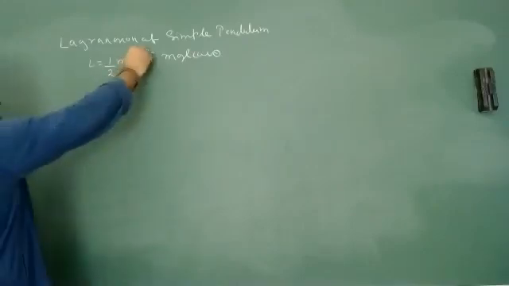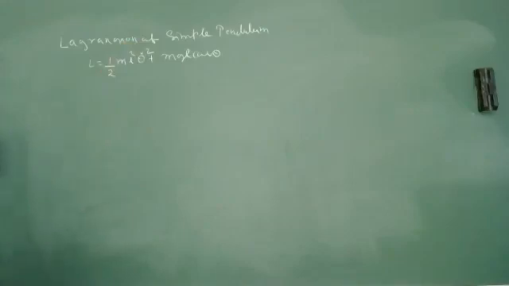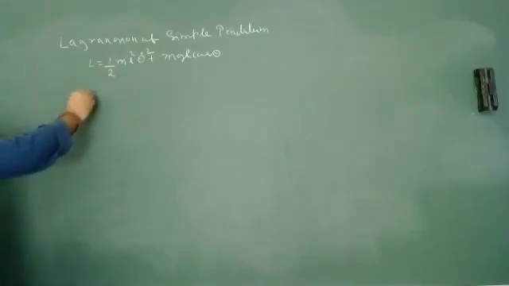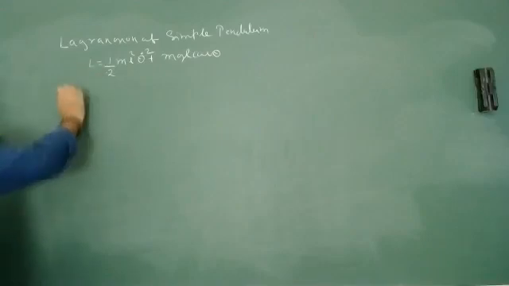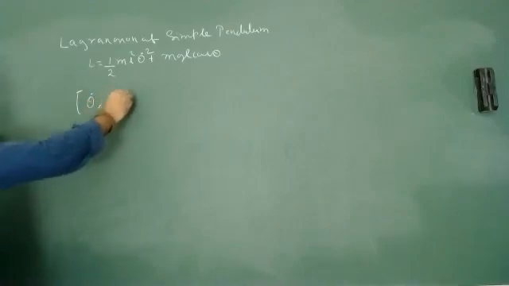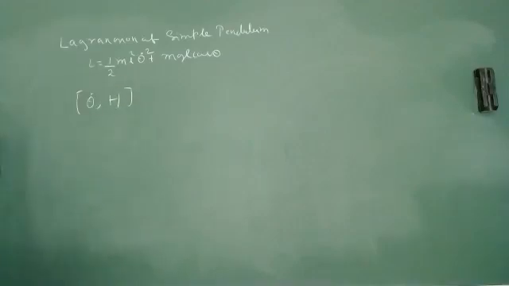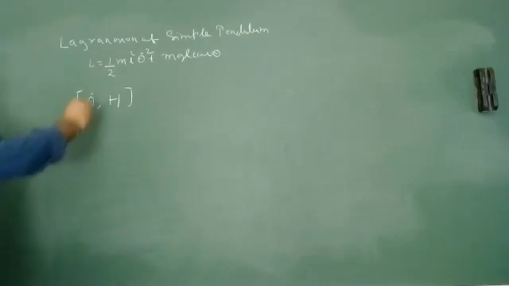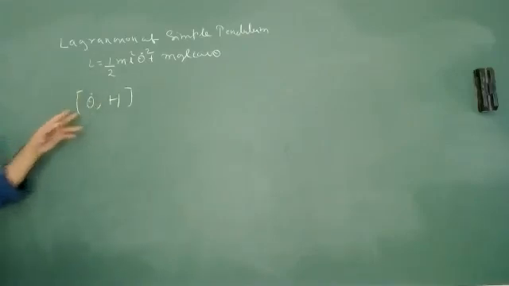And for the given system, we have to calculate the Poisson bracket of theta dot and the Hamiltonian. The Lagrangian is given and you have to calculate theta dot as well as the Hamiltonian. And what is the commutation between theta dot and the Hamiltonian?